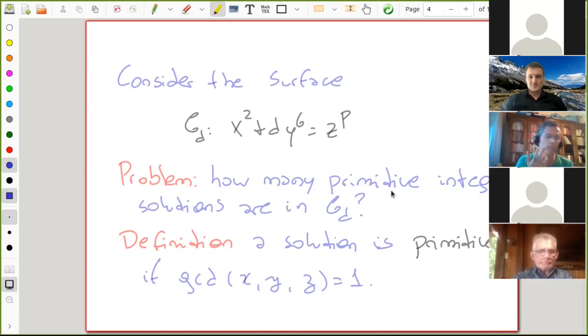Note that in general for the Fermat equation, since it's a projective equation, you can always restrict to primitive solutions because you can just take out the GCD. But this is not a curve, this is a surface, so you cannot do this procedure in this context. But this is a very interesting situation because you have infinitely many non-primitive solutions, but what we expect is to have actually finitely many primitive solutions.